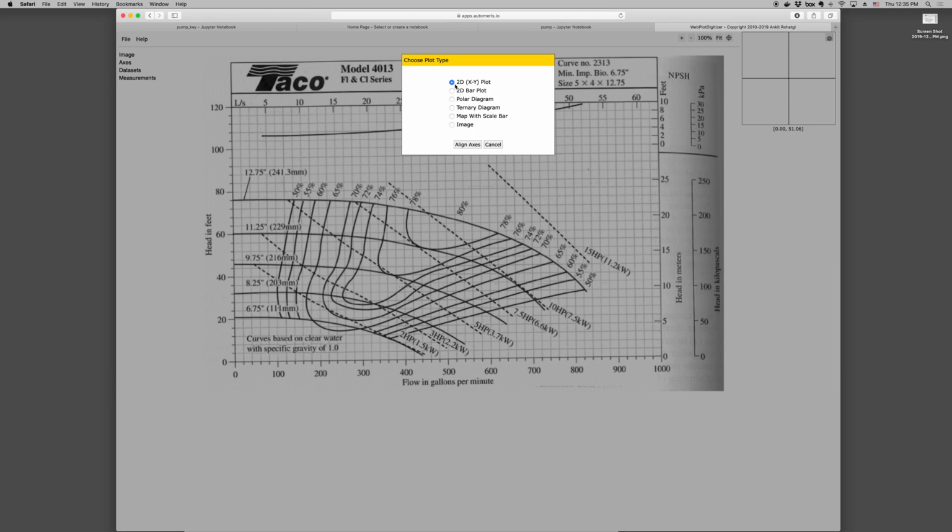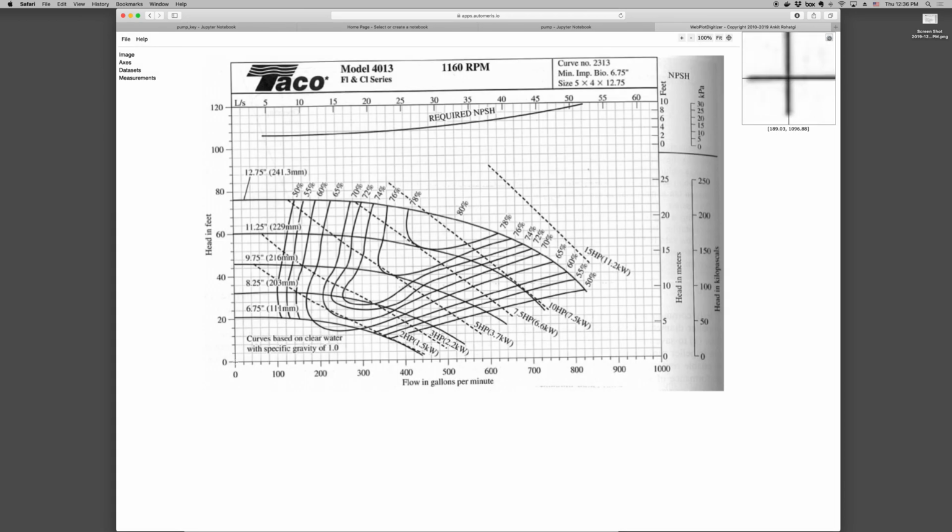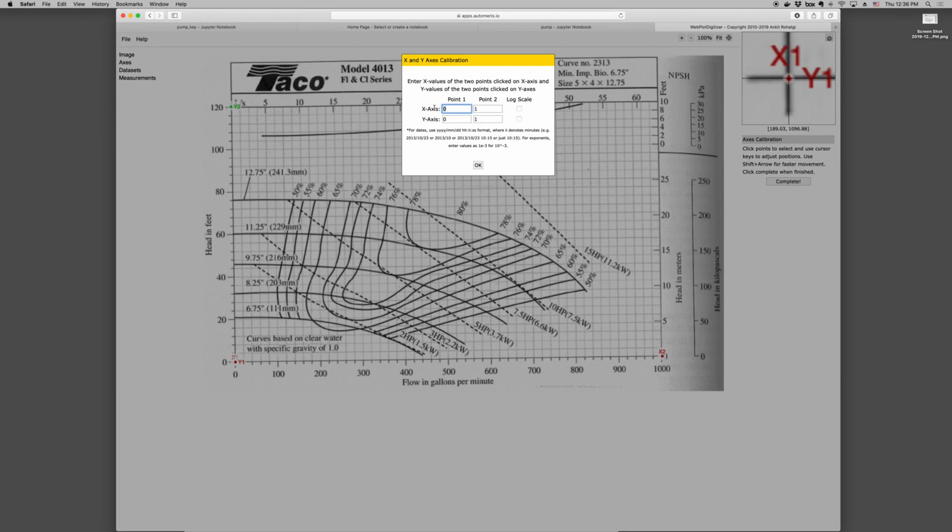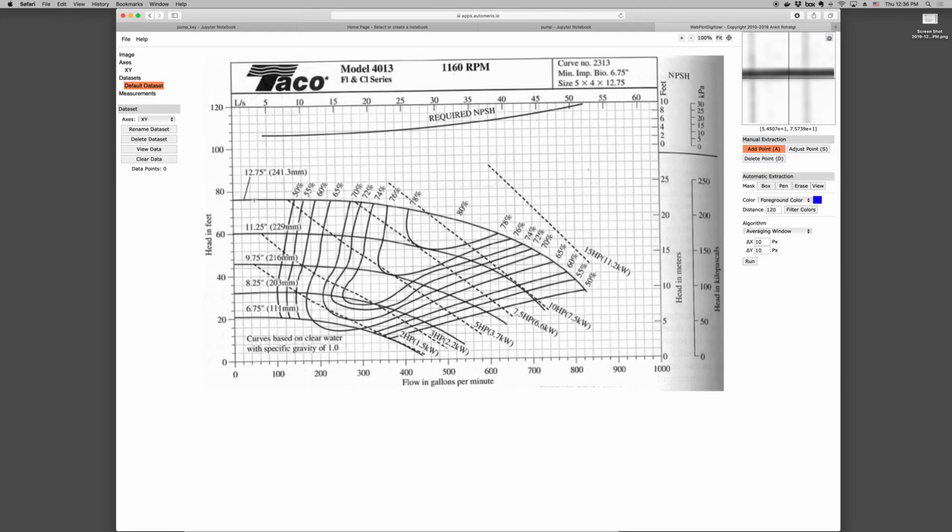We want a 2D XY plot, align the points. So we click on points 1, 2, 3, and 4. So points there are lower axes, and you get a nice picture on the right. And here at 1,000, and then we can do the other point here for the y-axis, and the final point for the y-axis. You can be more careful about this than I'm being, but this is going to be 0 and 1,000, and 0 and 120. Click OK, and then we just click all the points we're interested in.